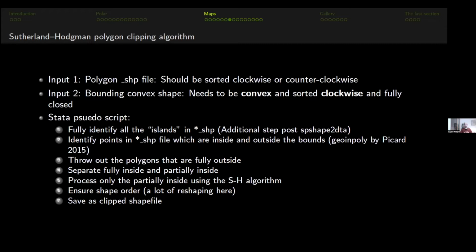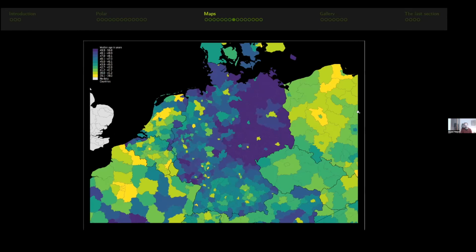Because we are talking about shapes which have points and which have a specific order, behind the scenes there's a lot of reshaping happening. Then we can run this algorithm and generate a new file which has the clipped boundary. So again, nobody has seen this before. This is the first preview of this figure where we have clipping along a box happening.